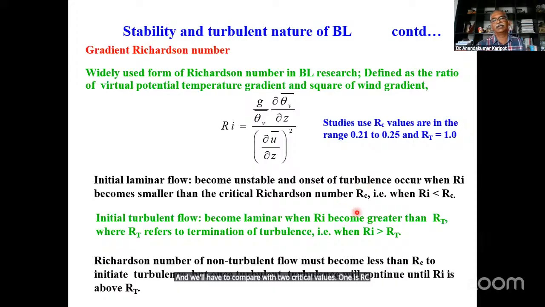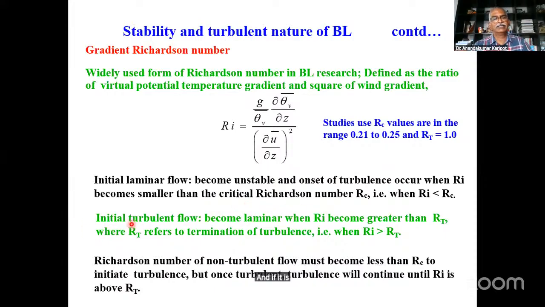One is Rc, which we call the critical Richardson number, and there is another critical number called Rt, the termination Richardson number. Depending on the magnitude of the Richardson number you are getting, and what kind of flow is initially existing. Assume that the condition initially is laminar. Then we want to use this Richardson number to see whether it may become unstable, whether it may become turbulent or not. If it is laminar, we can expect the onset of turbulence when the Ri value becomes less than Rc. From experiments, people have found the value of Rc to be close to 0.2. So if the value gradually becomes less than 0.2, then we can say that the laminar flow will become turbulent.